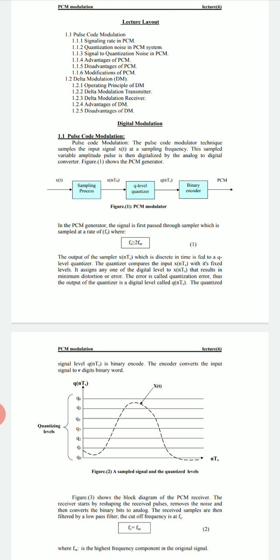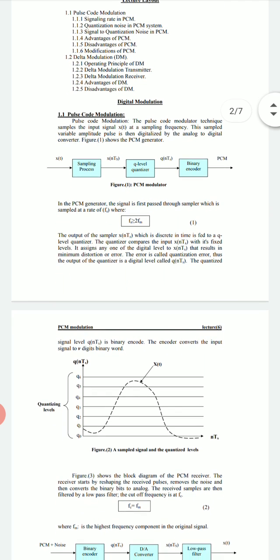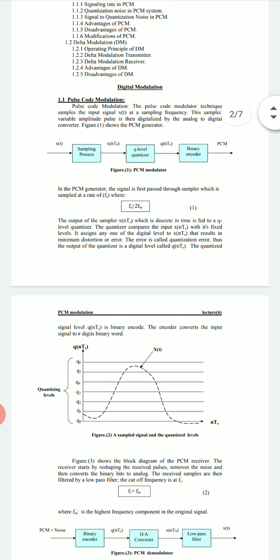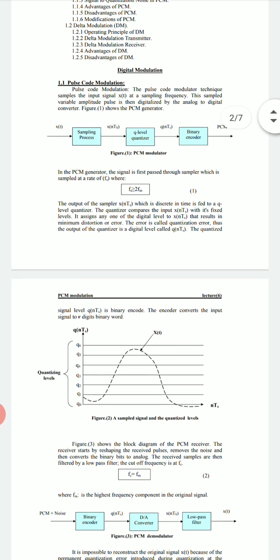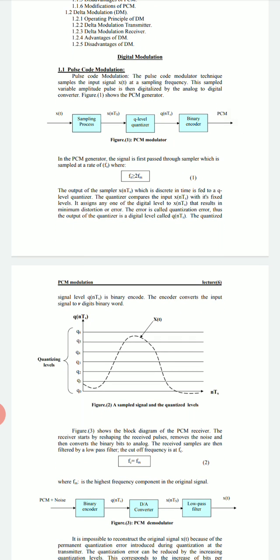Here the pulse code modulator samples the input signal at a sampling frequency, and this sampled signal we can digitize by an analog to digital converter. So we can see here the block diagram of the PCM modulator. But when we use the PCM modulator, it is supposed to follow the sampling theorem.